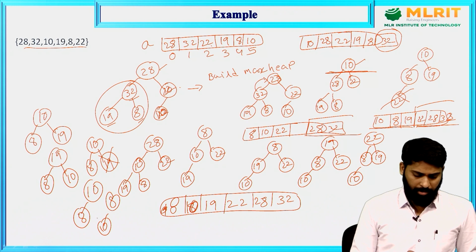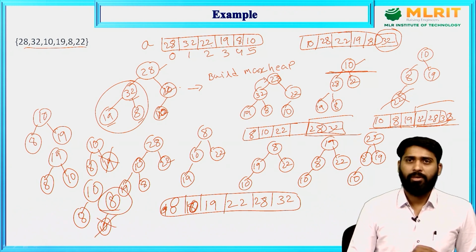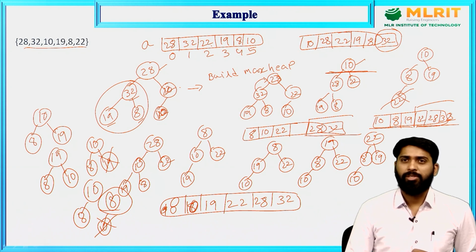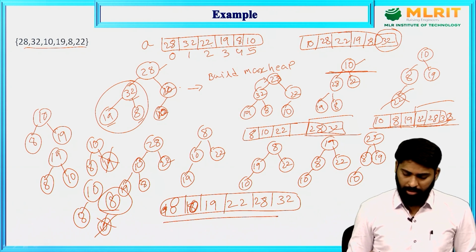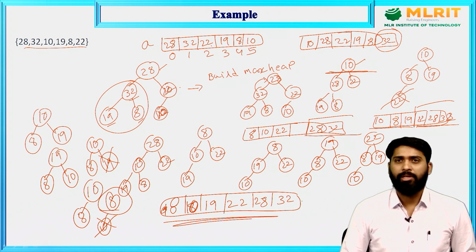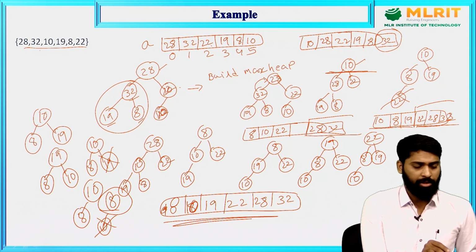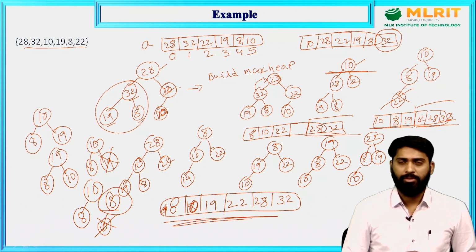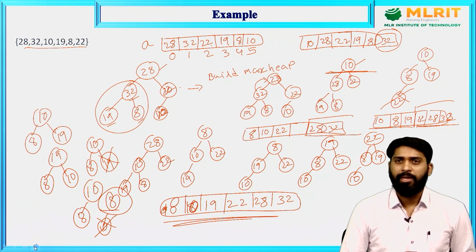Okay. Now if you delete 10, what is the size of the tree? 1. Now that is the termination condition for binary heap. Okay. Now this is the resultant array: 8, 10, 19, 22, 28, 32. What is the input? 28, 32, 10, 19, 8, 22. I hope you all understand heap sort algorithm.